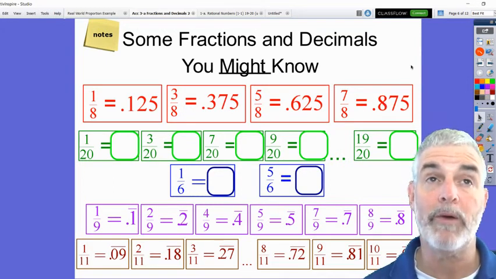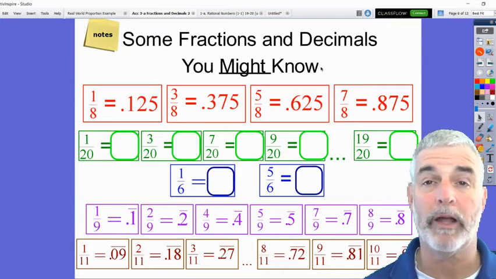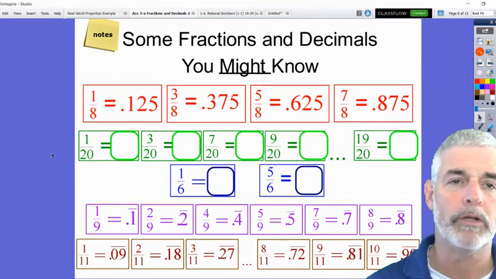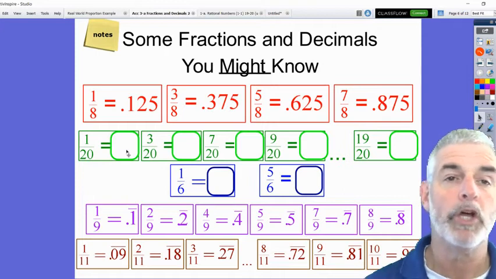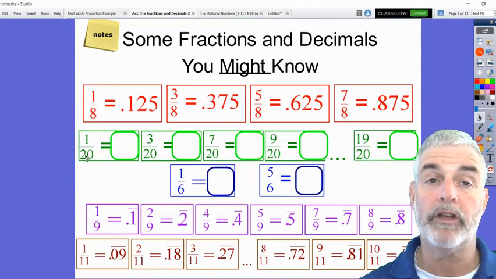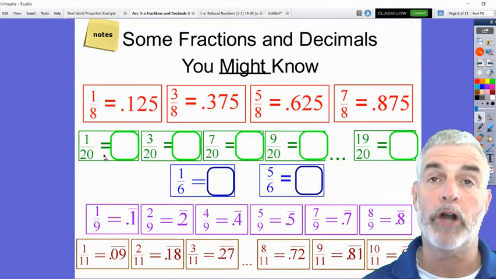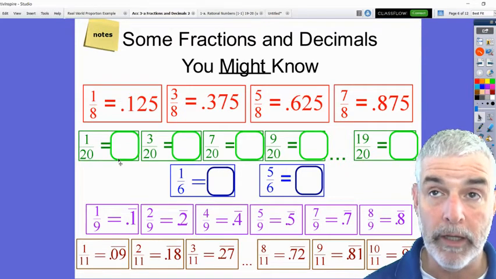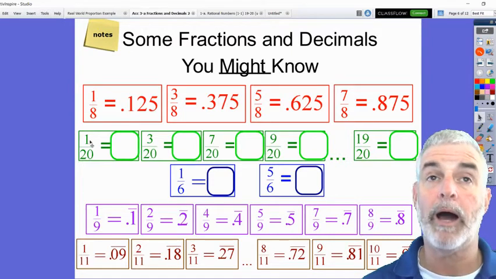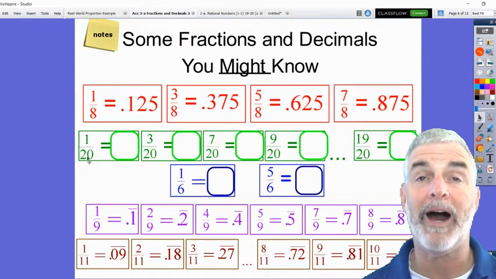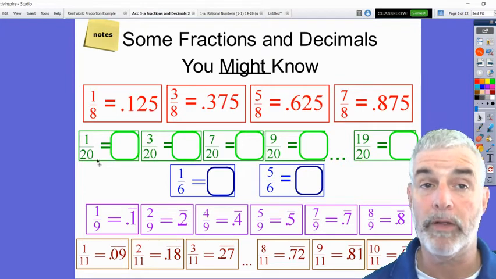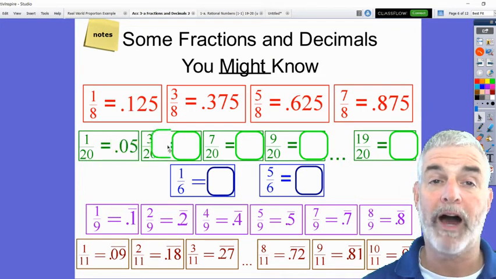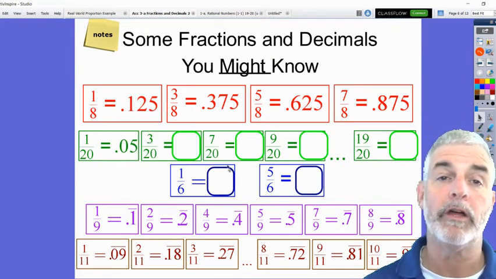The more of these things you have memorized, the less you have to go to your calculator. And of course, the smarter you look when you can do that with other people. 20ths is another one that's easy to make into hundredths, because 20 times 5 is 100, which means I multiply the numerator times 5 to get the hundredths. So 1/20th is 5 hundredths, 0.05.